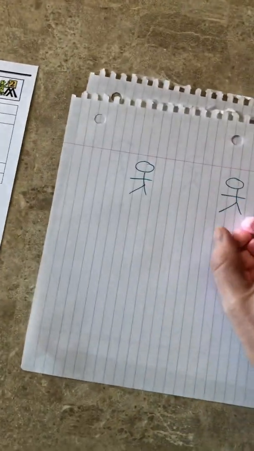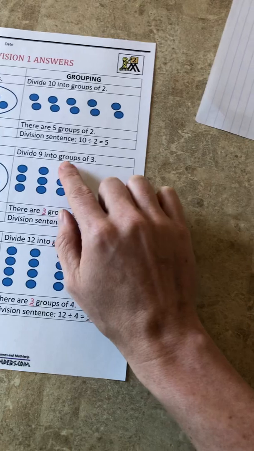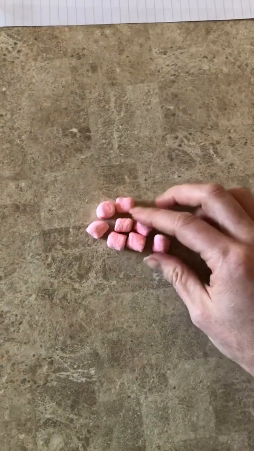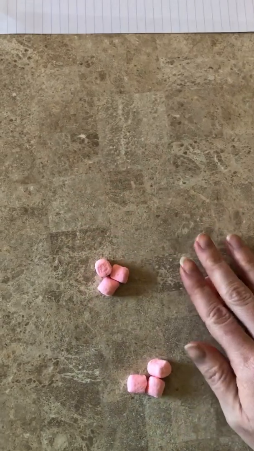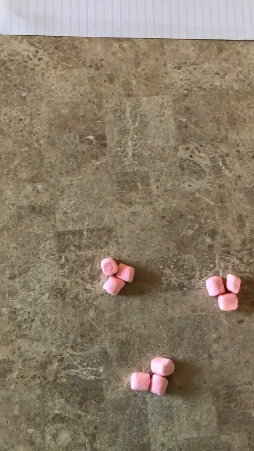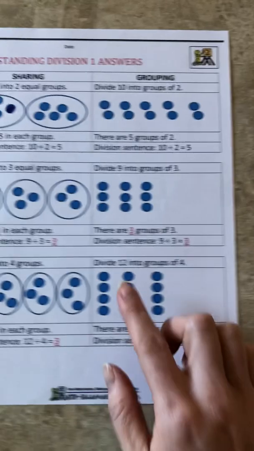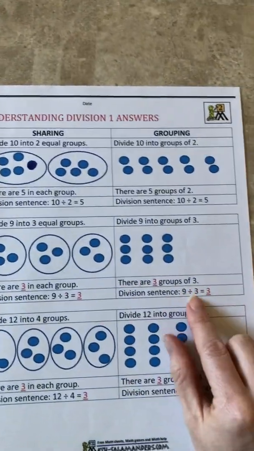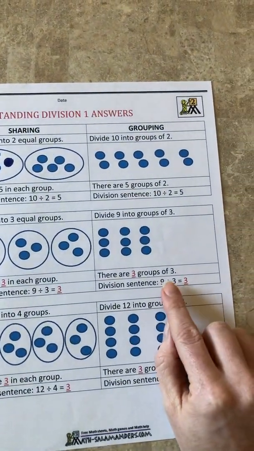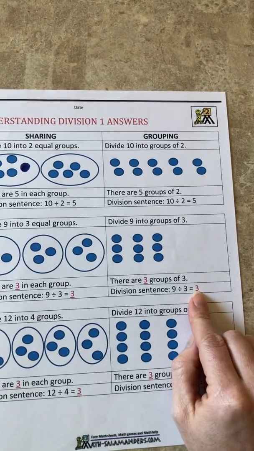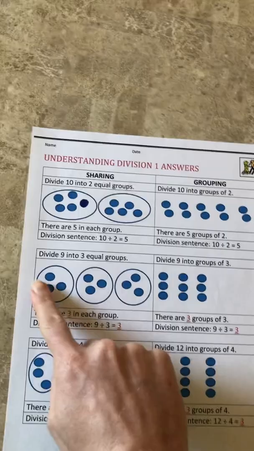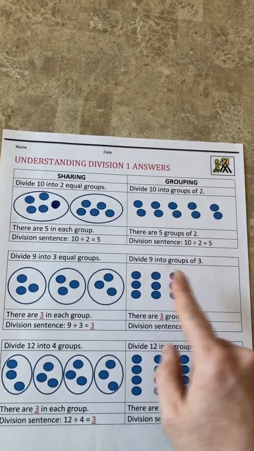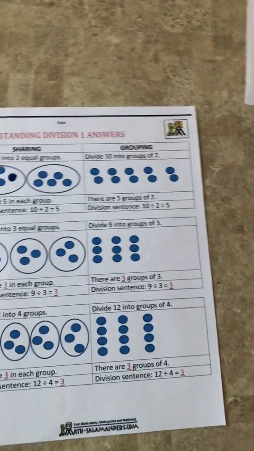Or it says divide 9 into groups of 3. So in this case, I just go 1, 2, 3, 1, 2, 3, 1, 2, 3. And in this question, our pictures are going to be the same because we have 2 3s here. 9 divided by 3 is 3. But I found my answer by dividing it into 3 equal groups or groups of 3. I still found my answer in a different way.